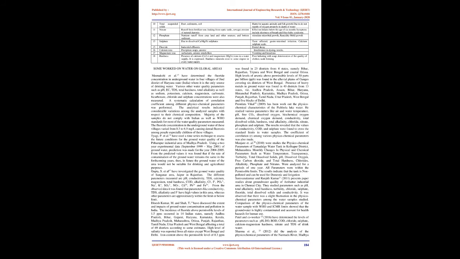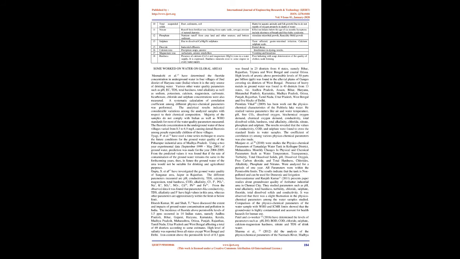Gupta et al. 17 have investigated the groundwater quality of Sanganer area, Jaipur in Rajasthan. The different parameters measured are pH, conductivity, TDS, calcium, magnesium, total hardness, COD, alkalinity, Cl, F, PO4 3-, Na+, K+, SO4 2-, NO3, Cd2+, Pb2+, and Fe2+. From the observed data it was found that parameters like conductivity, TDS, alkalinity, and F have high values in this area, whereas other parameters are approximately within the limit or below limit.